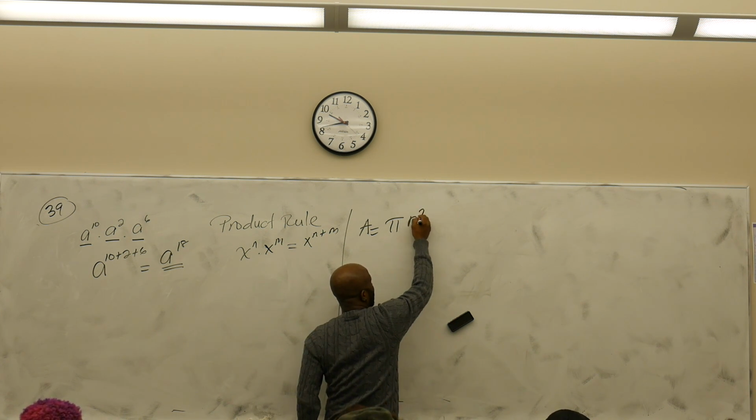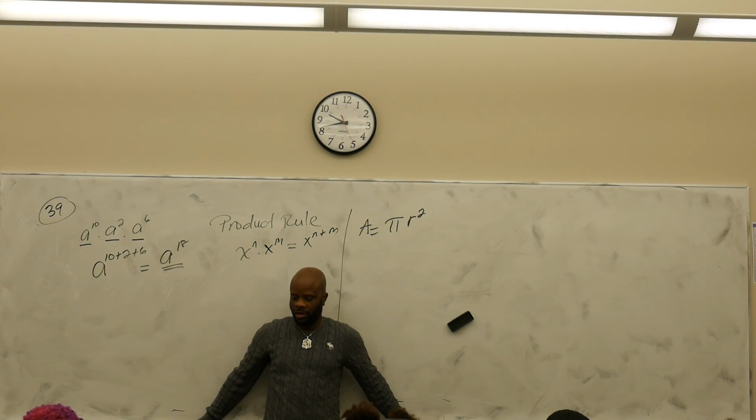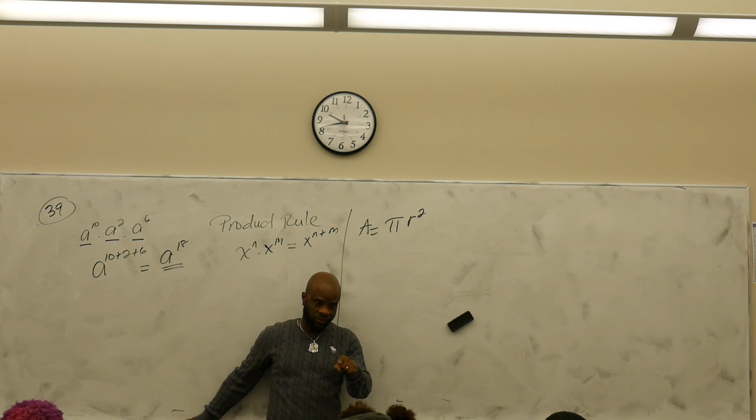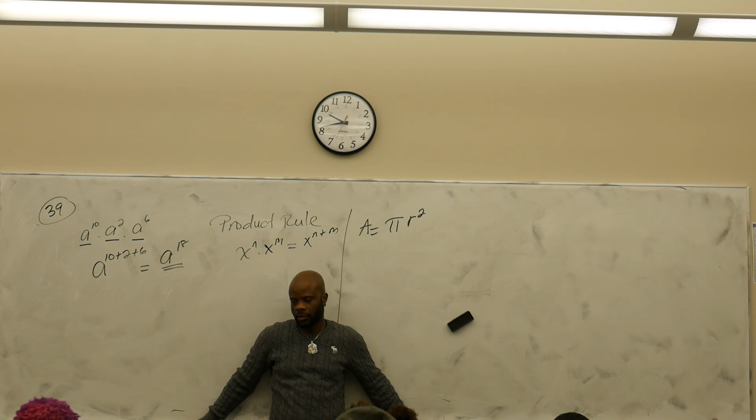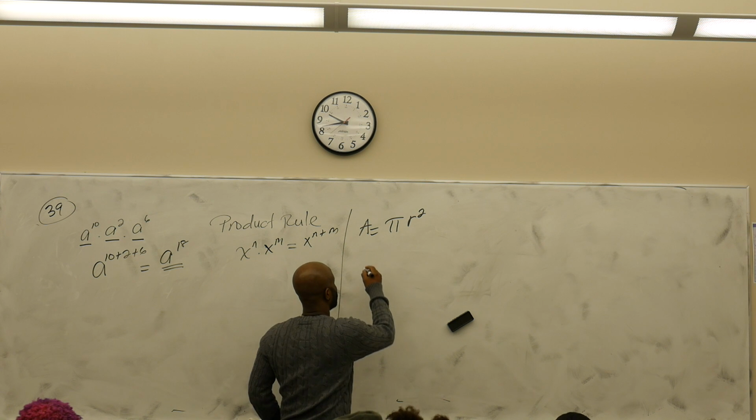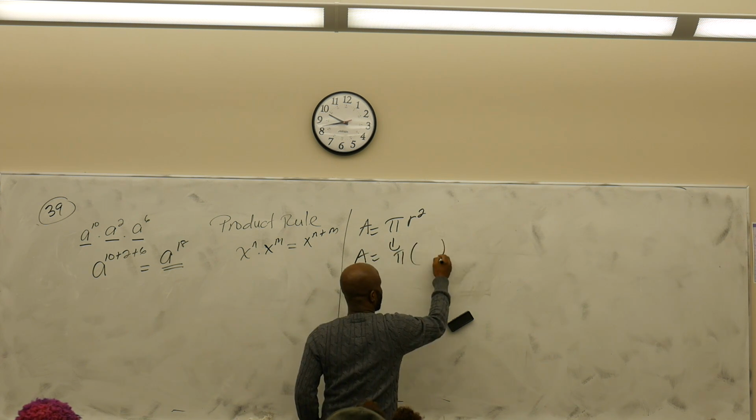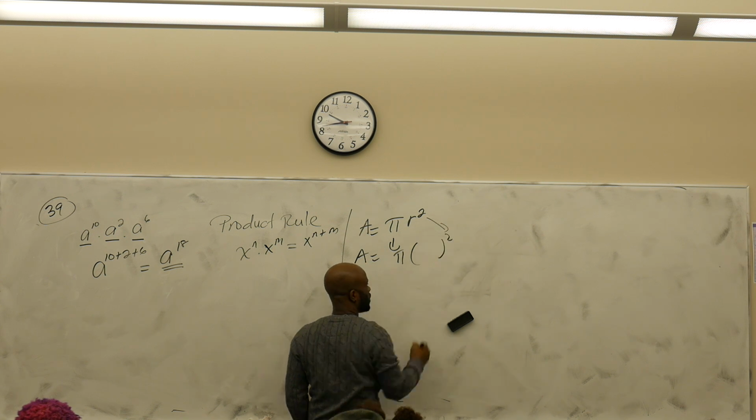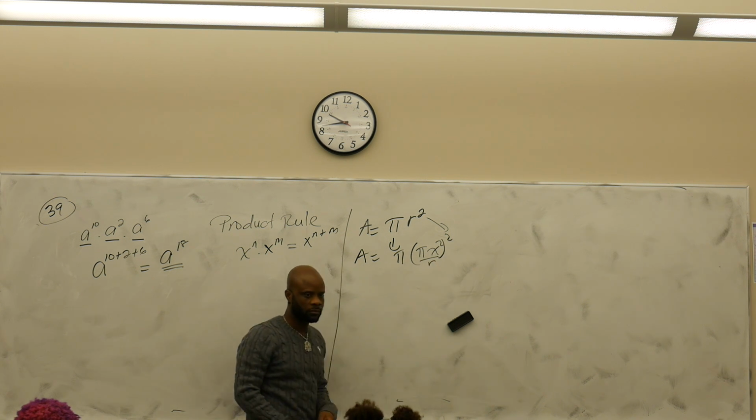Pi r squared. What does the r represent here? The radius. The radius is the distance from the center to any point on the circle. Are we given the radius in that problem? What is it? X. So we have this pi, and whatever we have for the radius, we're going to square it. And the radius is giving us pi x squared. This is the radius they give us.